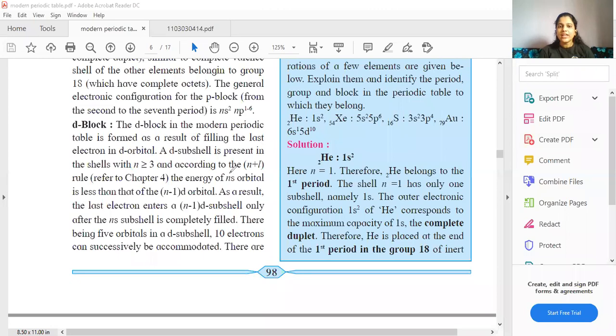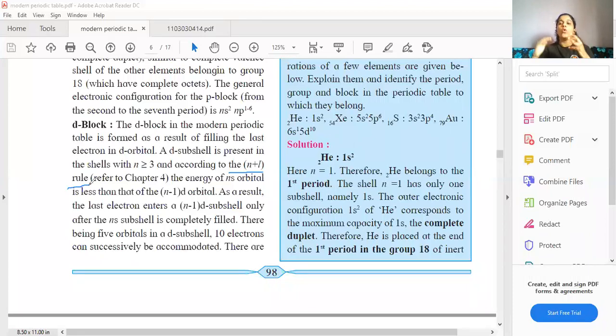And according to the n plus L rule, students, all remember the n plus L rule. I told you, remember the energy order from lower to higher, from 1s onwards. But if at any place you get confused about which one will come first, you can use this n plus L rule. n is the principal quantum number, L is the azimuthal quantum number. There are certain points they have written which you should know. That is the reason I explained the topics from that fourth chapter first.